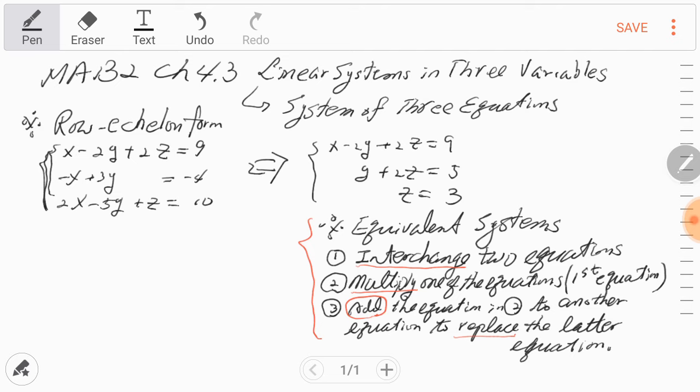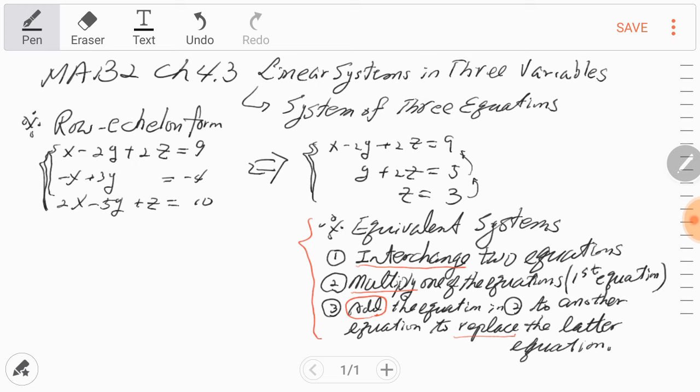In row echelon form, the bottom is the equation of the z value. The second equation contains the variables y and z, and the first equation contains all three variables x, y, z. So this is what we want. The final system should be like this.